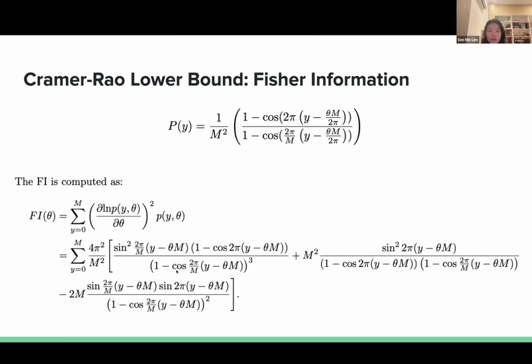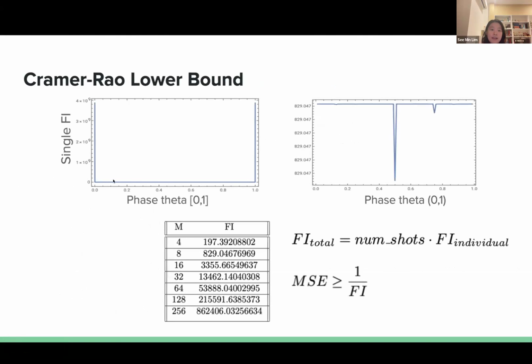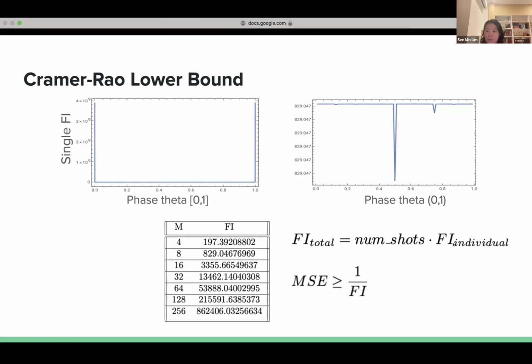Plotting this Fisher information equation with respect to theta, we can see that it's basically a constant value. Even in this right-hand side case, it's actually the same value, so these peaks don't really mean much. So we can find the Fisher information value for each case of M, where M is 2 to the power of the number of recording qubits. This is the individual Fisher information for each shot. To find the total Fisher information, we have to multiply it by the number of shots. The Cramer-Rao lower bound states that the minimum mean square error has to be greater than or equal to 1 over this Fisher information.